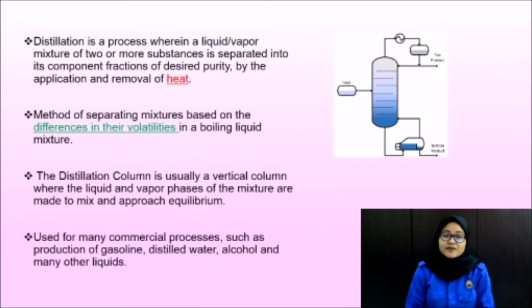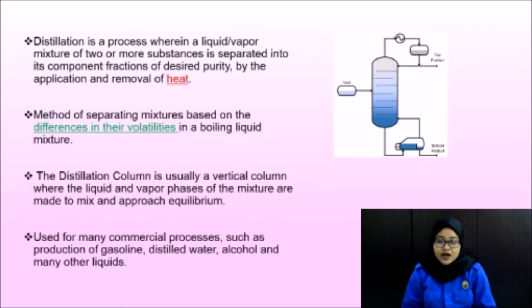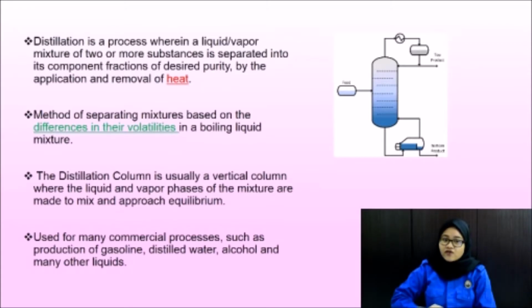It is a method of separating mixtures based on differences in their volatilities in a boiling liquid mixture. In a distillation column, the more volatile liquid components are removed from the top of the column and the less volatile or heavier liquid components are removed from the lower part of the column.